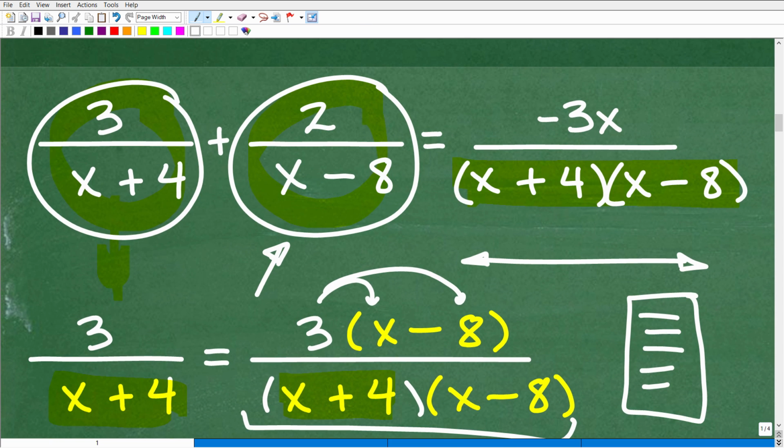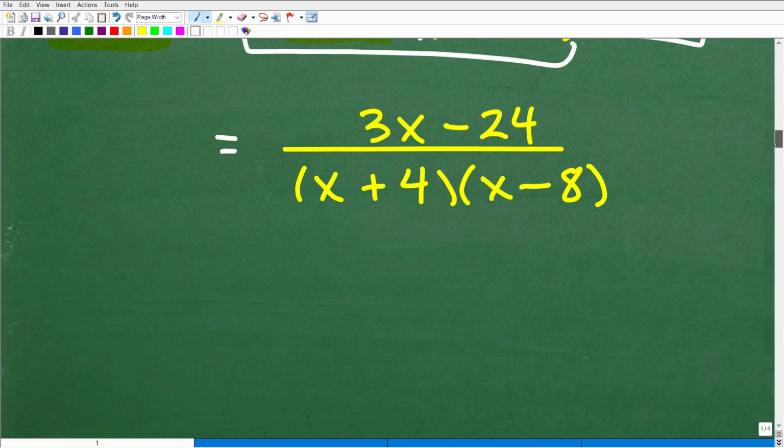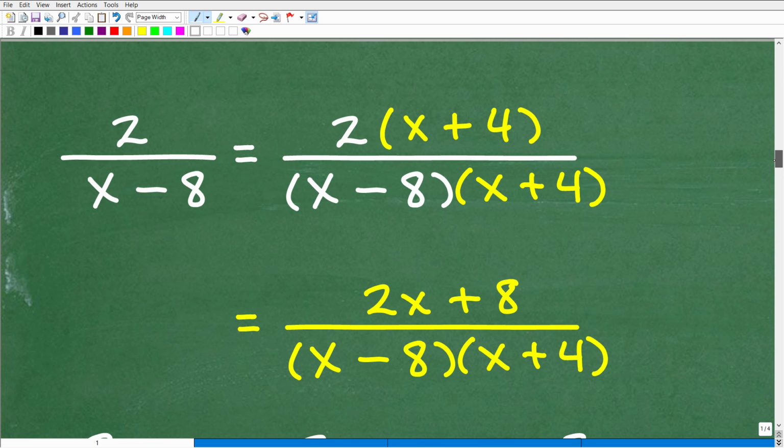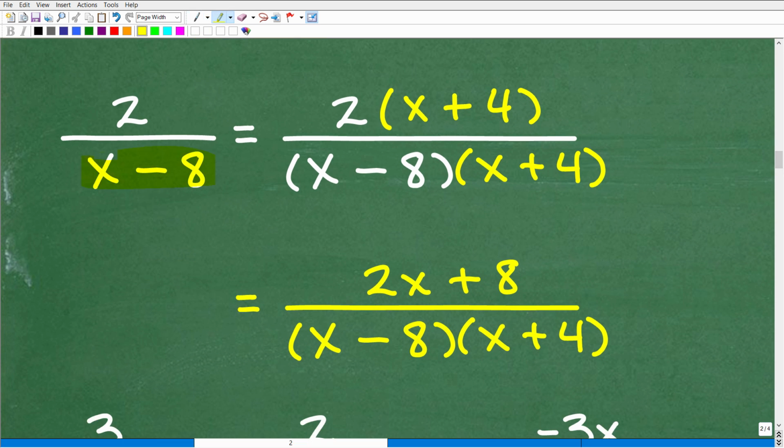So 2 over x minus 8, such that it has the LCD. Let's go ahead and take a look at that right now. Okay, so here, again, this has x minus 8 in its denominator. What we need is the x plus 4 part, so we'll multiply that by x plus 4 and the numerator by x plus 4. And when we clean up the numerator, we get 2x plus 8, and here you go.